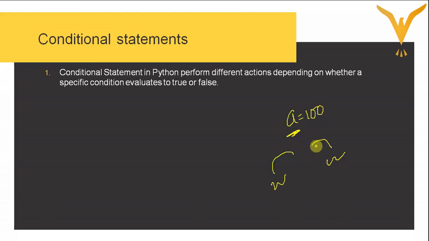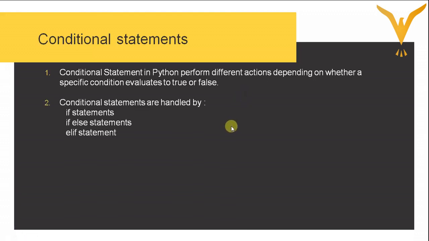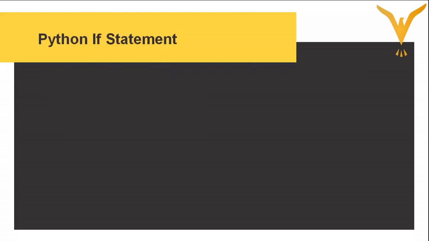So in order to check a condition you have conditional statements, and in Python you have total 3 conditional statements: if statement, if else statement and elif statement. So all of these statements are used to check a condition. Okay, so let's take an example of the first particular thing, which is nothing but the if statement.